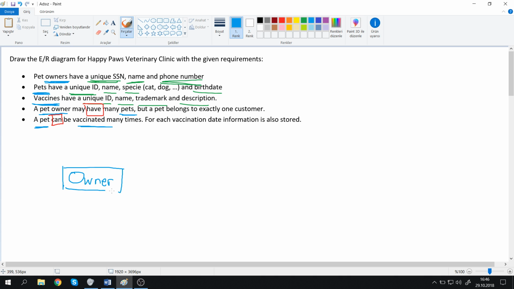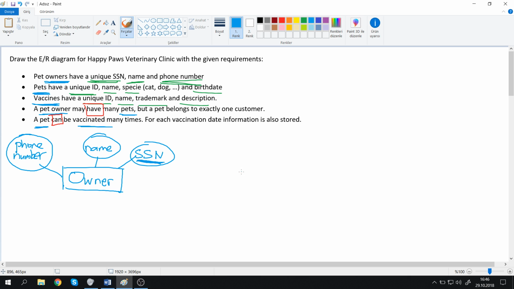Let's call the name of this entity owner. They have a unique SSN. From the unique part, I understand that this is the primary key of this entity. They have a name and a phone number. I connect them with simple lines. Attributes are in ellipses and the entity is in a rectangular shape.